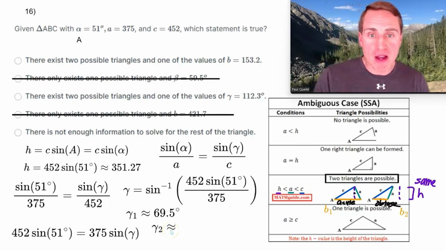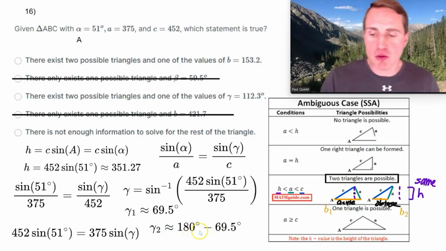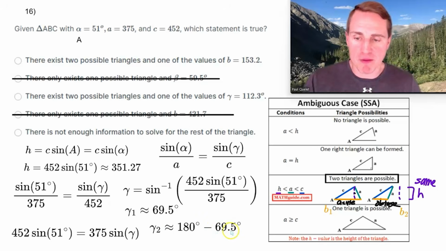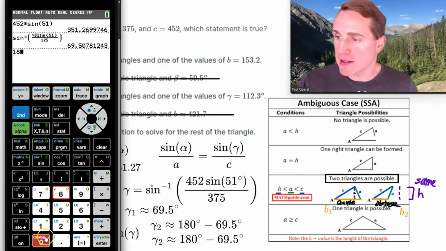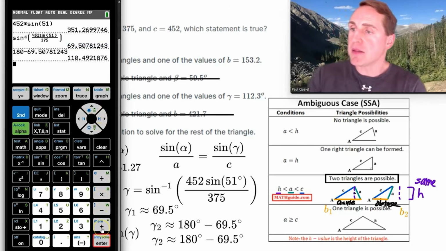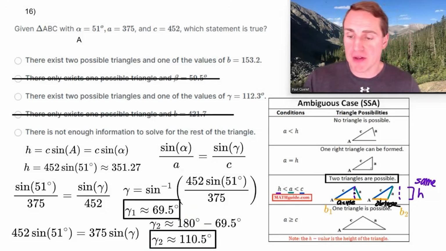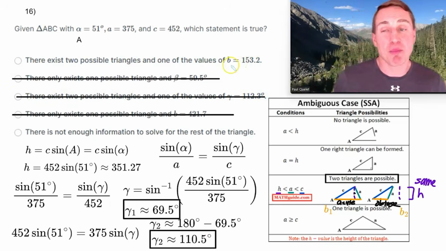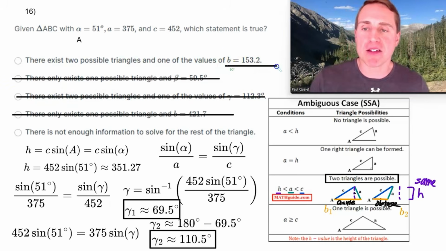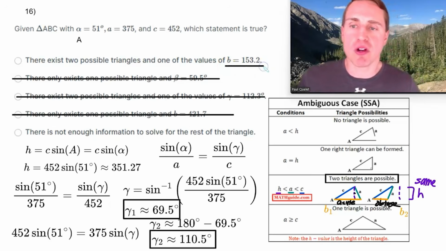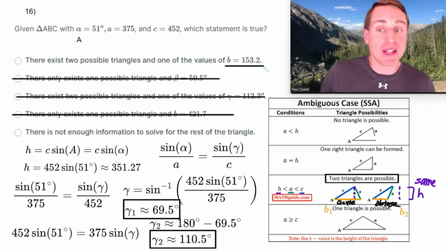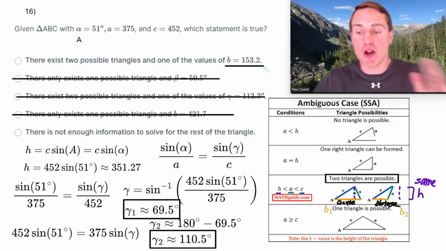But how about the other value for gamma? That's going to be 180 degrees minus 69.5 degrees. So subtracting these, 180 minus the 69.5 degrees we have there, it's about 110.5 degrees. So notice now we have our two values of gamma. It doesn't look like gamma is going to be exactly this number, so I'm going to cross out this. I'm really hopeful that one of the values of B is 153.2, but let's find out, because it could either be B1 or B2.